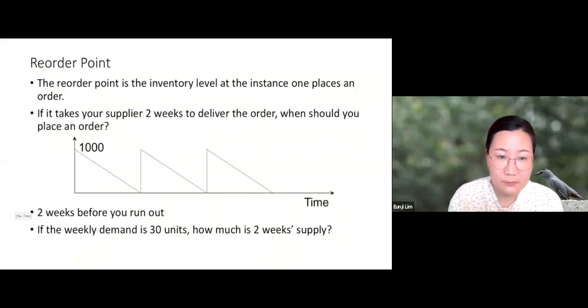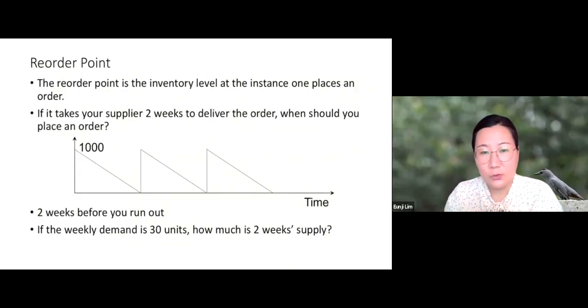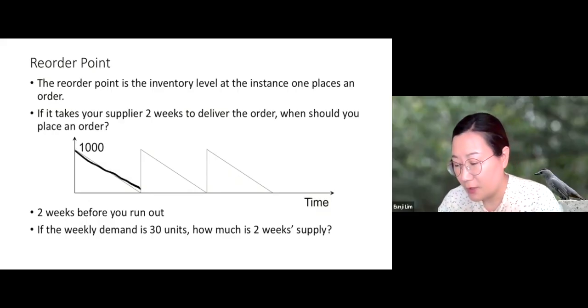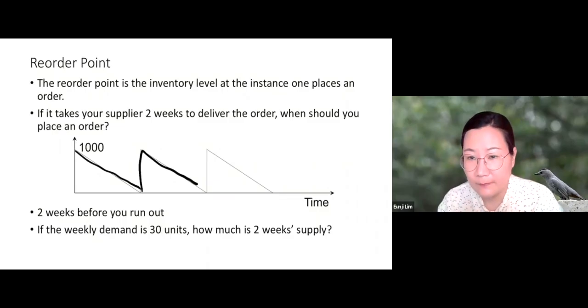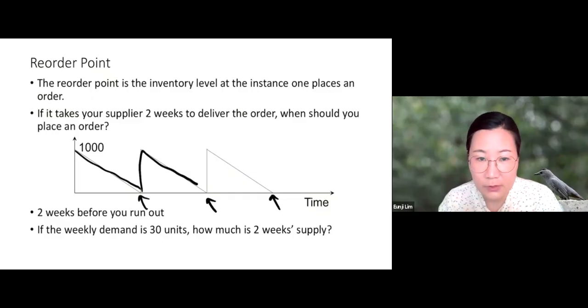Now, I want to introduce one more concept, the reorder point. The reorder point is the inventory level at the instance one places an order. So let's take an example. If it takes your supplier 2 weeks to deliver the order, when should you place an order? Your inventory will change like this over time, and we're going to run out of inventory at this point, and at this point, and at this point.